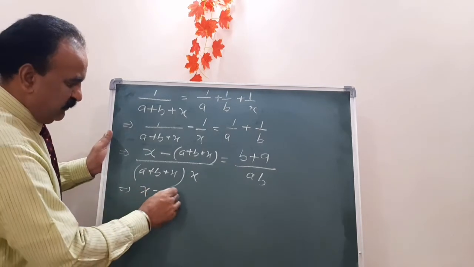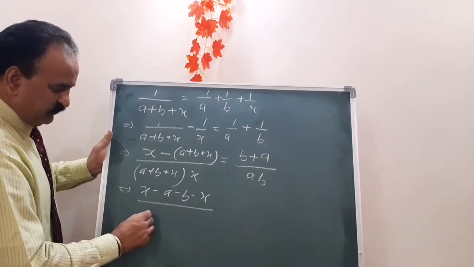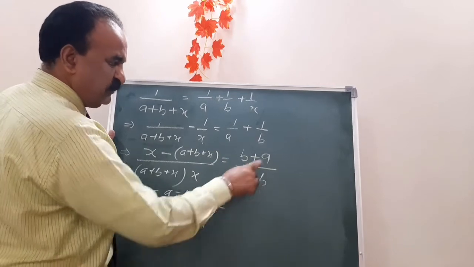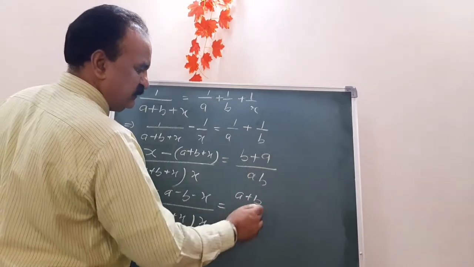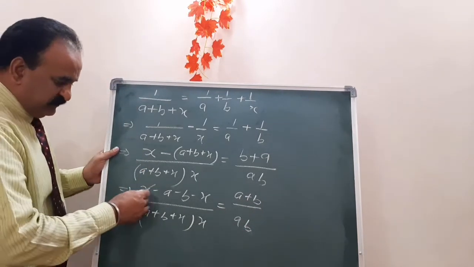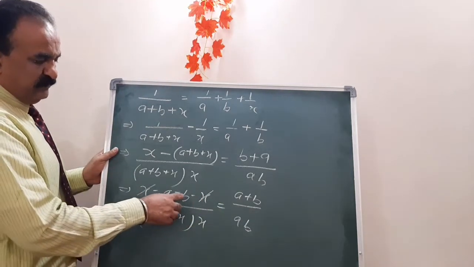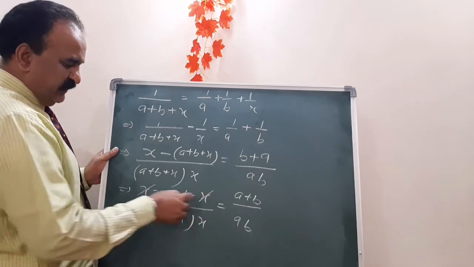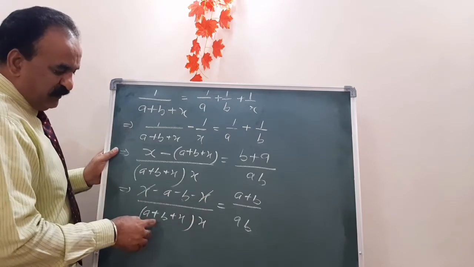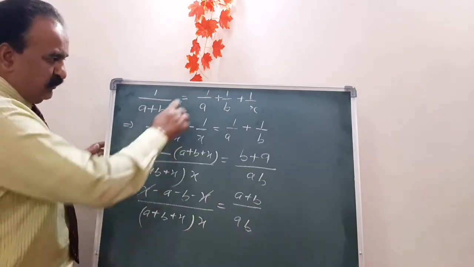Now you simplify this bracket. x minus a minus b minus x upon a plus b plus x into bracket x is equal to, you can write a plus b upon ab. This plus x minus x cancel. Now what is left here? Minus a minus b minus x, plus x and minus x got cancelled. Minus a minus b upon a plus b plus x into x is equal to a plus b upon ab. Now I am going to solve here.